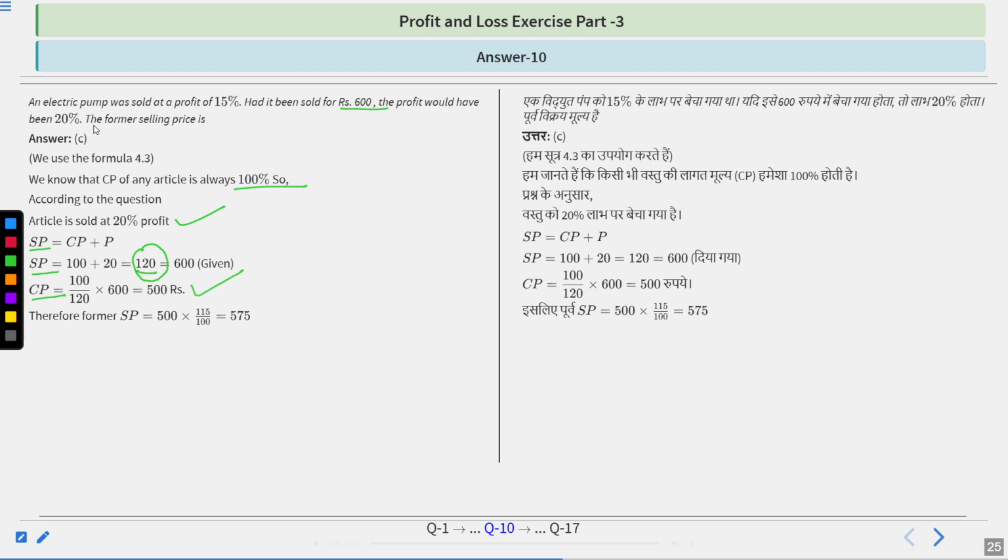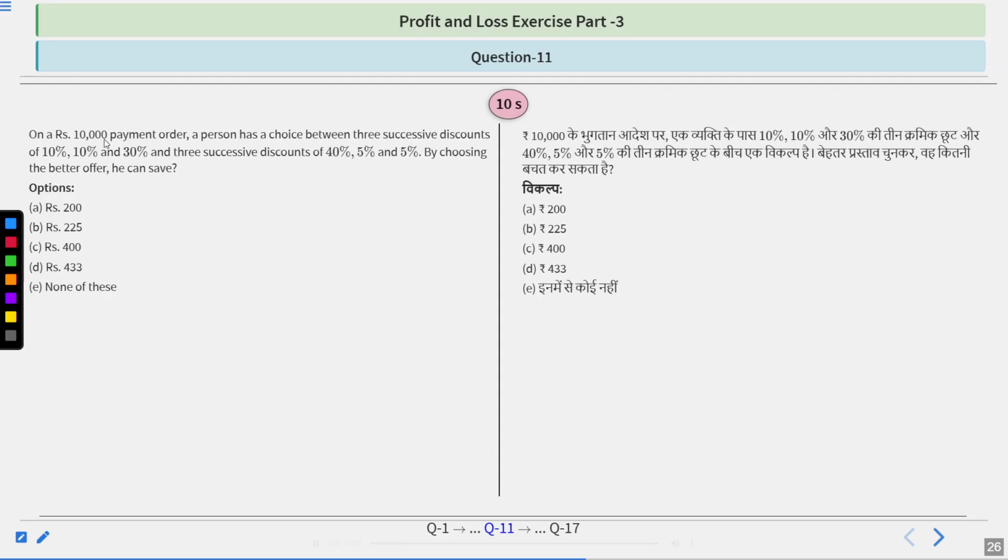Clear? So what is the former selling price? Clear? So the former selling price was 115%. So we can easily calculate it. 500 multiplied by 115 upon 100. So we get 575 rupees. C is the correct answer. Next one.